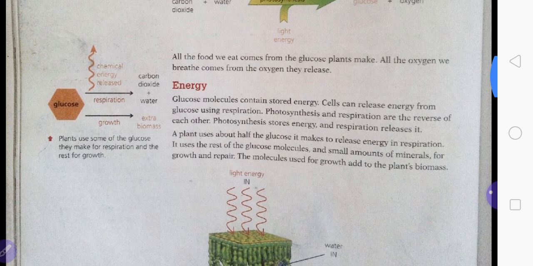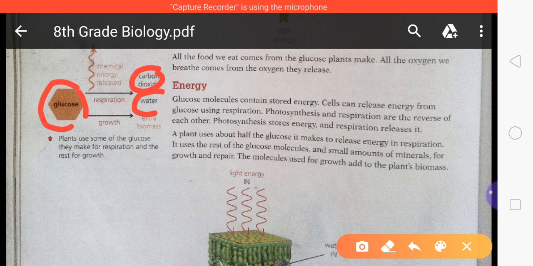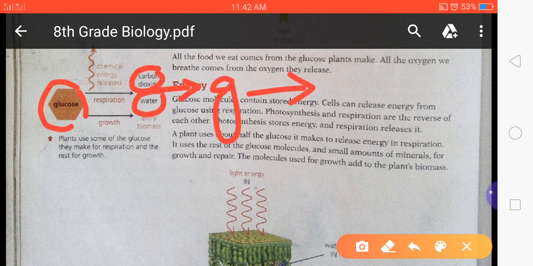Okay. In a similar way, the glucose that we have taken through our food from plants is then broken down into carbon dioxide and water again in the mitochondria of our cells. And the energy which was stored in glucose is released, and it makes us able to work. So as we say, energy is the ability of a body to do work.